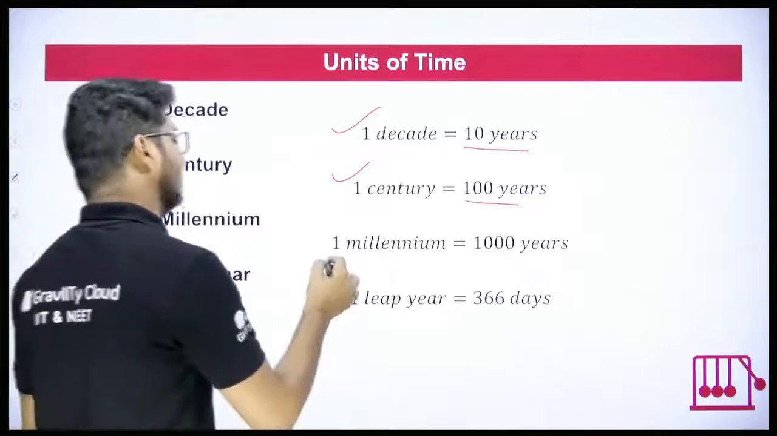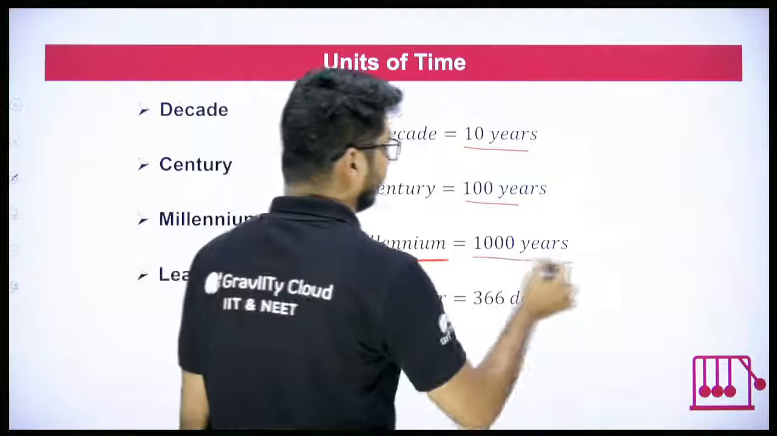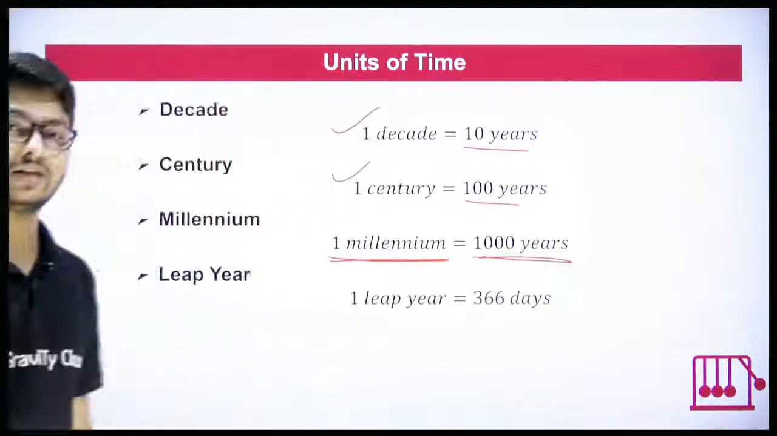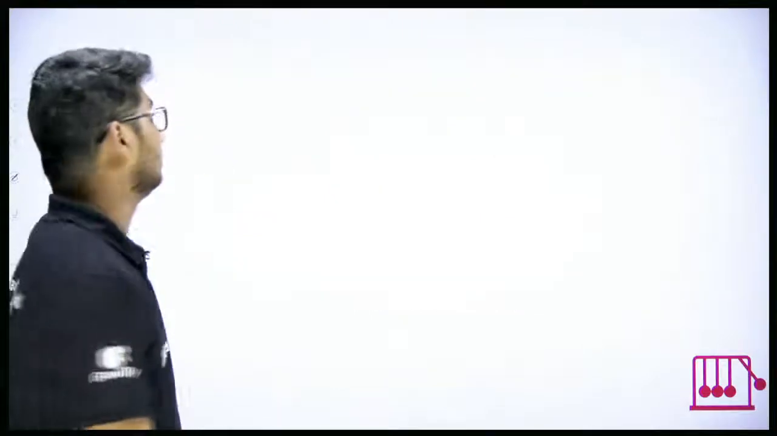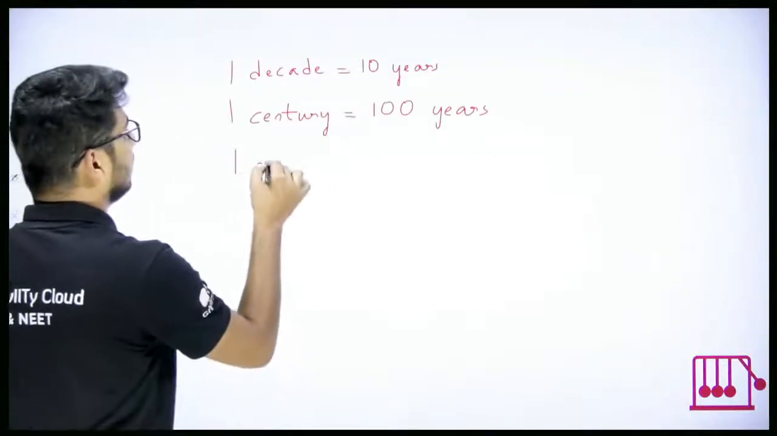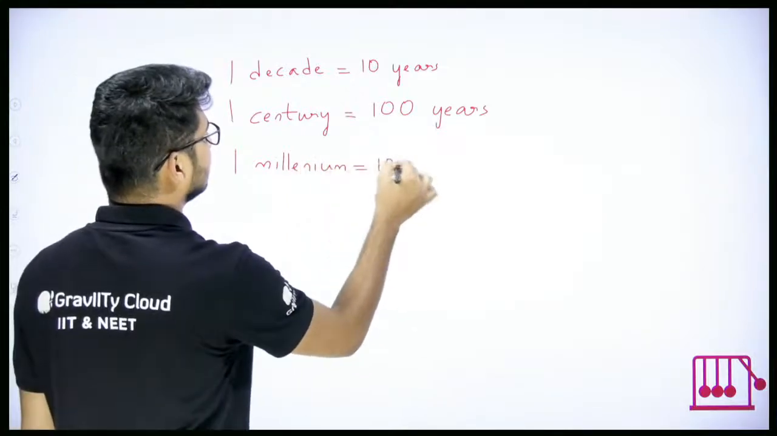Then you have 1 millennium. What is 1 millennium equal to? Sorry, 1 century is 100 years. But 1 millennium is equal to 1000 years. 1 millennium is 1000 years. That's important. 1 millennium is 1000 years.